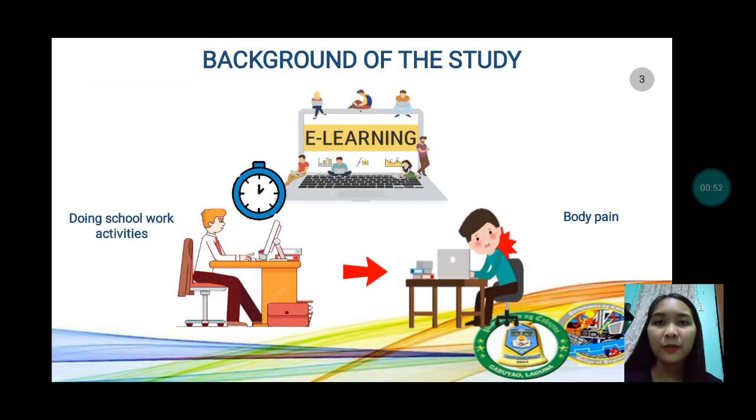Pamantasan ng Kabuyao implemented online classes rather than modular learning. Students spend a long time doing their schoolwork and most of them complain of body pain.